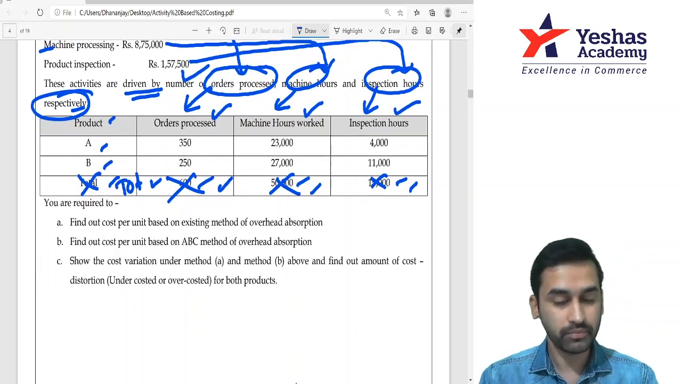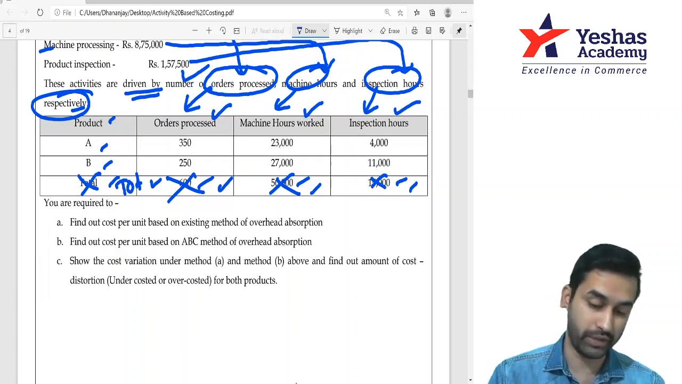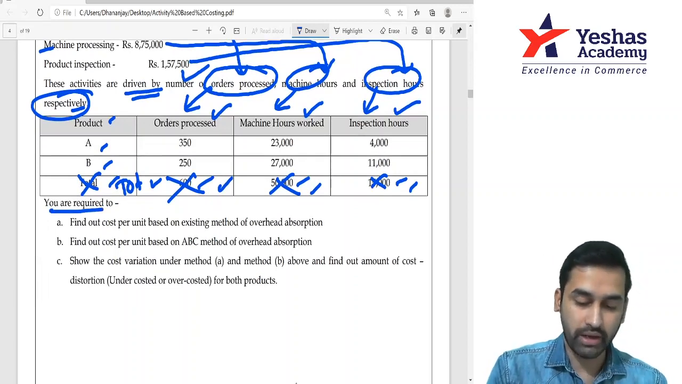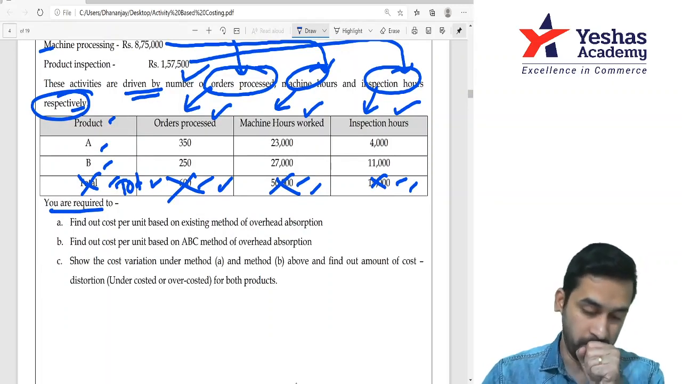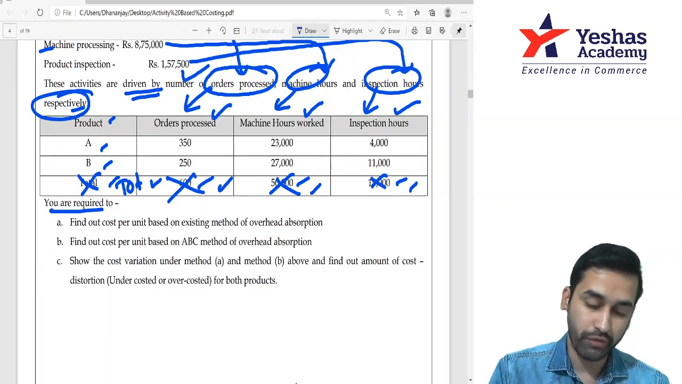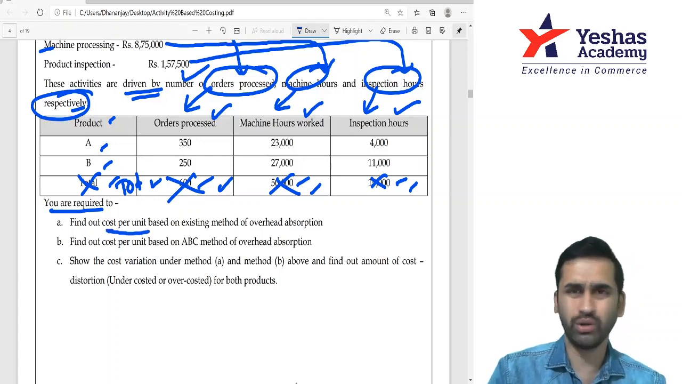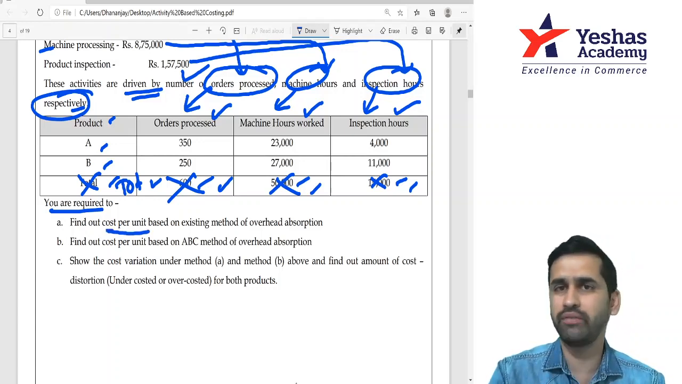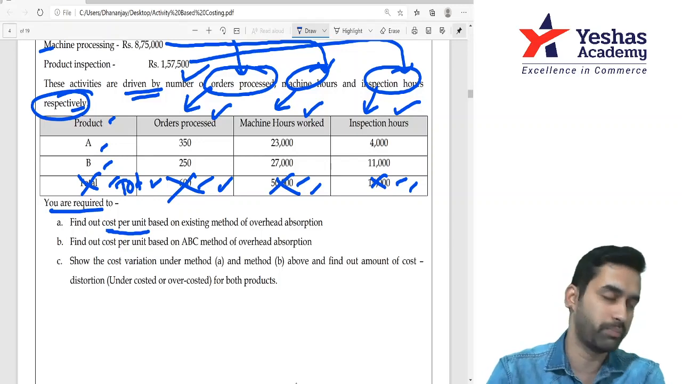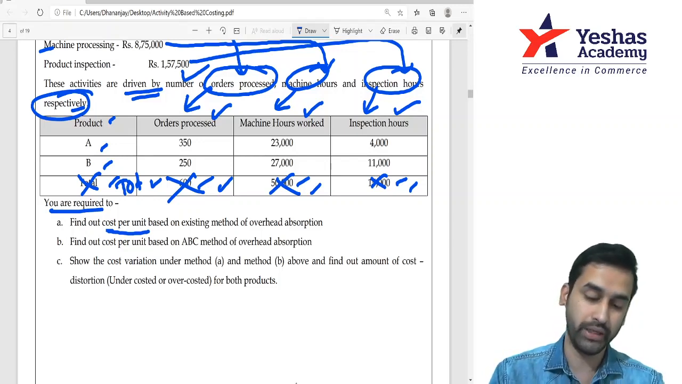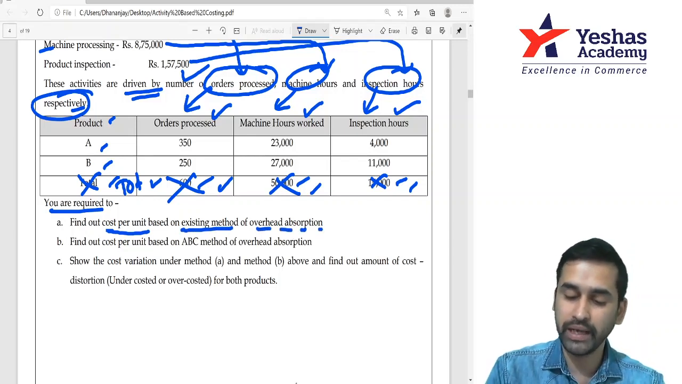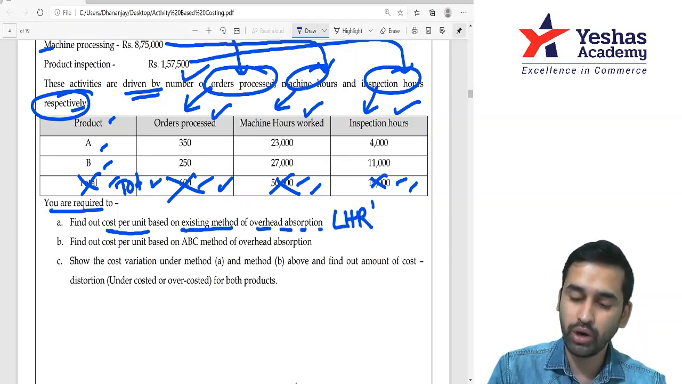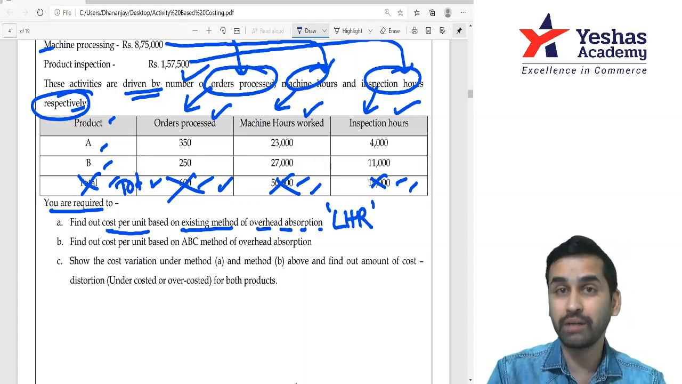Simple. What is that they want you to do? See here. From here, questions will be little different. You are required to, three sub questions they have. What is the first sub question? Find out cost per unit. That we know, sir. Material cost, labor cost, overhead cost, everything per unit. We did in the previous question. Perfect. That is correct. But read fully. Based on existing method of overhead absorption. Existing method means they want you to do using LHR method.